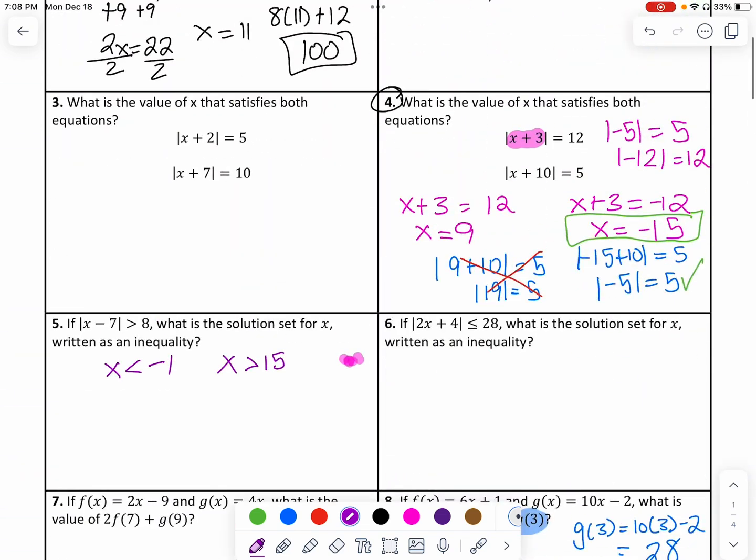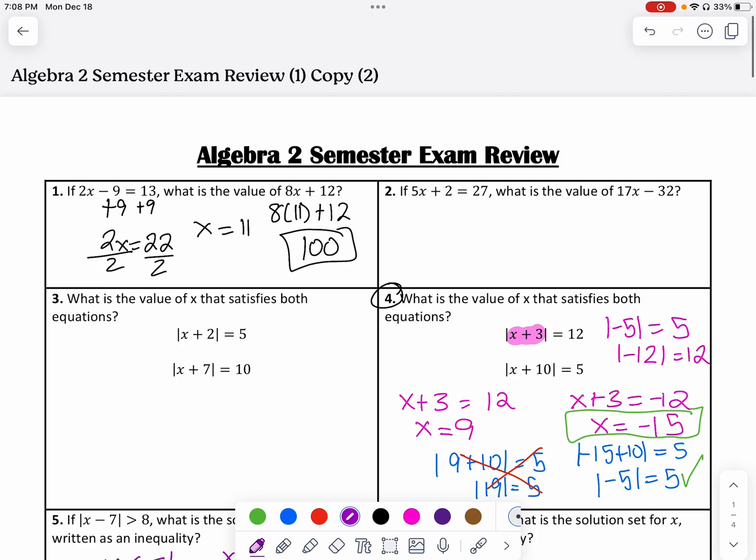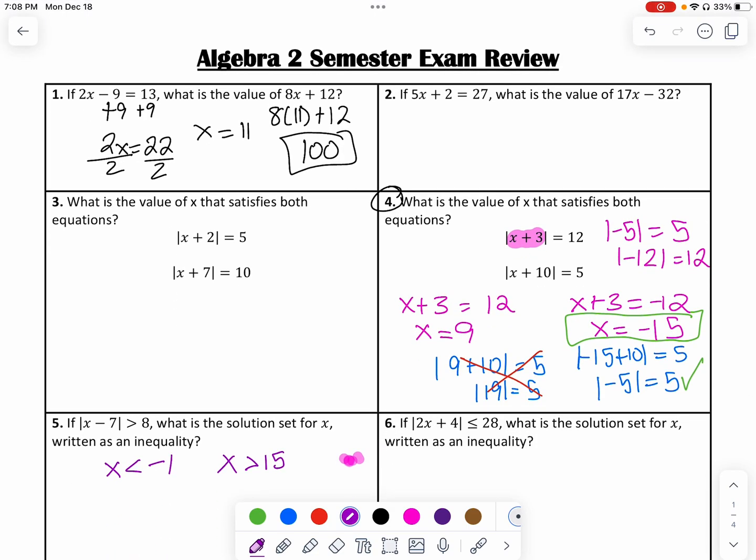So again, if you have Desmos, use Desmos. It is there for you. It is there to help you. I'm not trying to make this exam super hard and screw you over at the end of the semester. I'm trying to give you the tools to help you best succeed. So again, if a problem can be solved easily with Desmos, use Desmos.